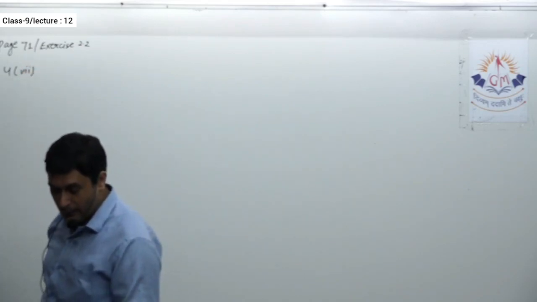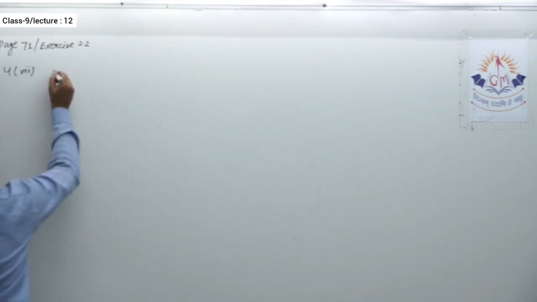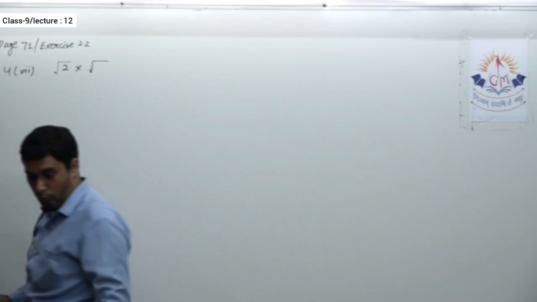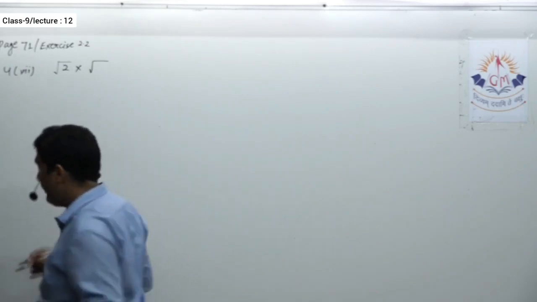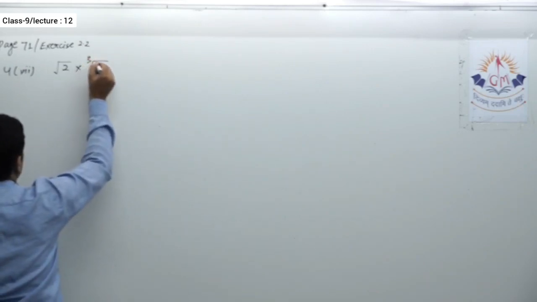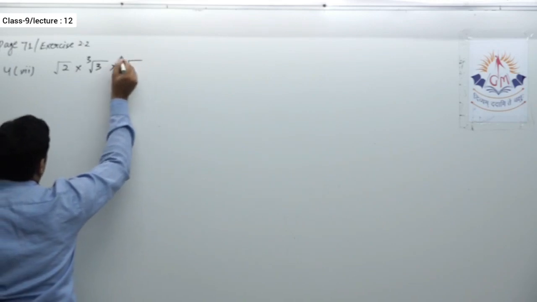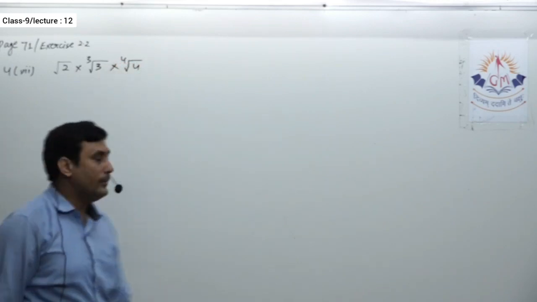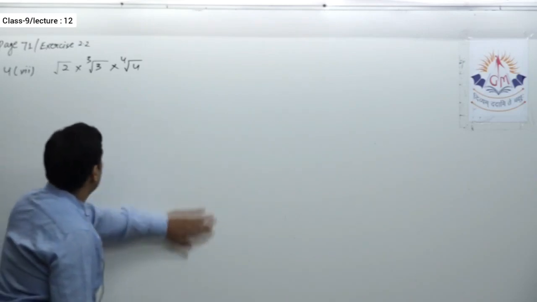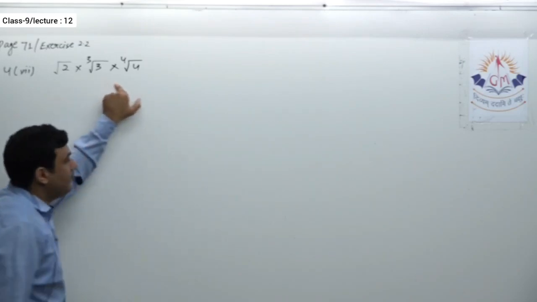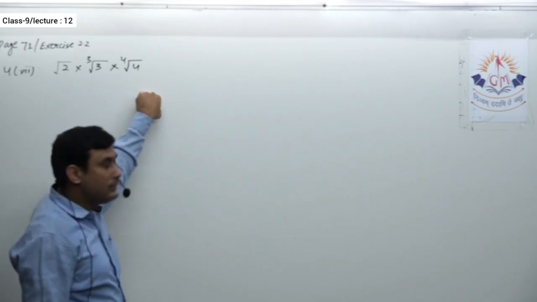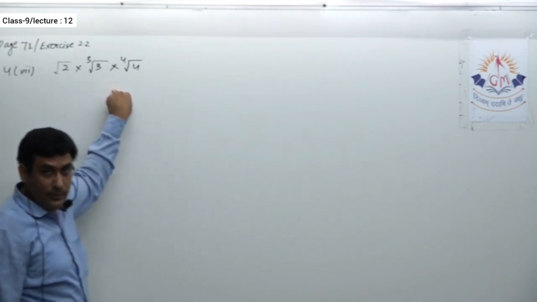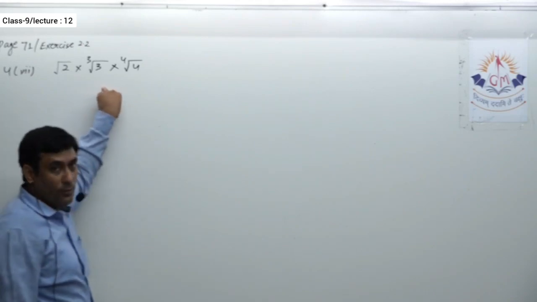So here we have to multiply. So it is root 2 multiplied by third root of 3 multiplied by fourth root of 4. However, we already saw this type of question, but let us see once again. So here we have to multiply the surds. These are the surds. To multiply the surds, their orders must be the same. So very first thing, we have to make the order the same.